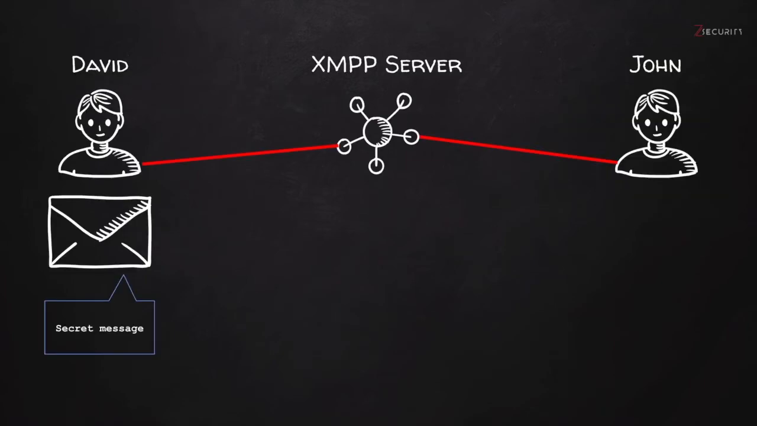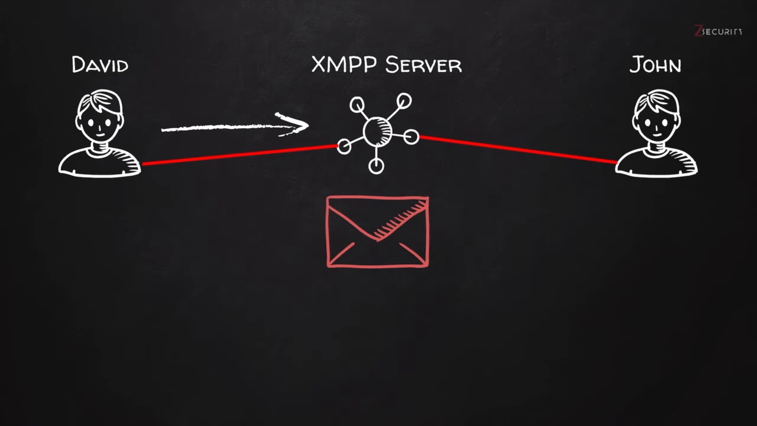Now, the way this works is, so let's go back to our diagram. We have David who wants to send a message over an XMPP server that is using TLS. So as you can see, we have red lines here indicating that the communication is private. But what happens is, before sending this secret message, David is going to encrypt this secret message. So the message will become gibberish, and then and only then he will forward it to the XMPP server. This means that the message that the server will receive will be gibberish.